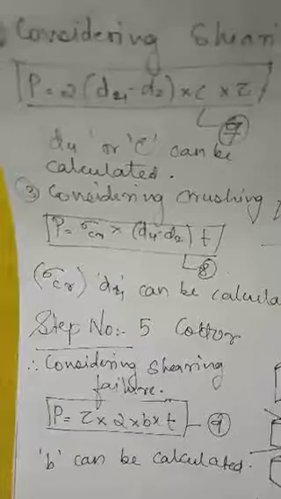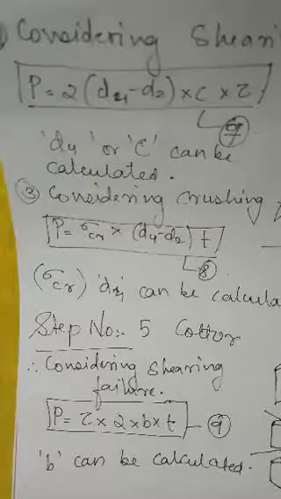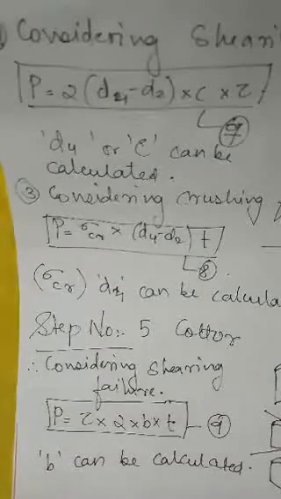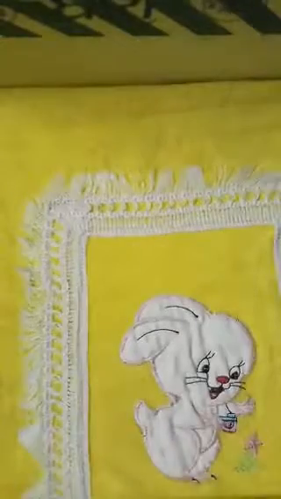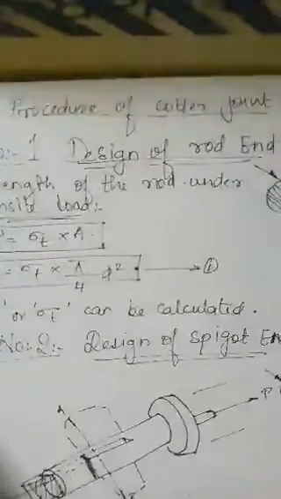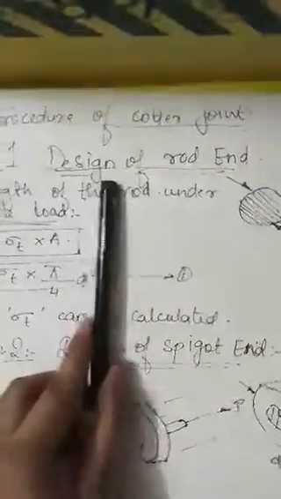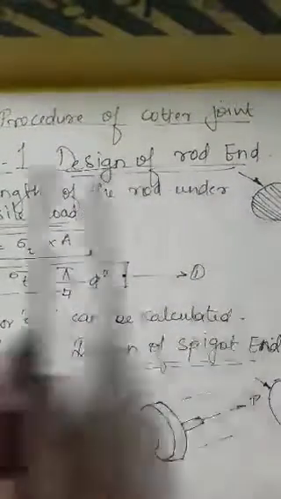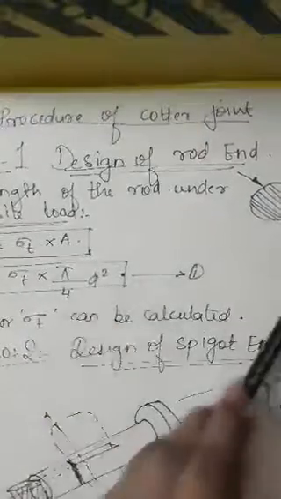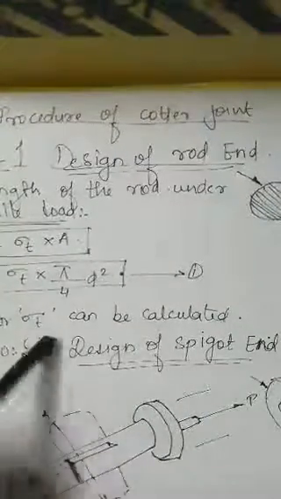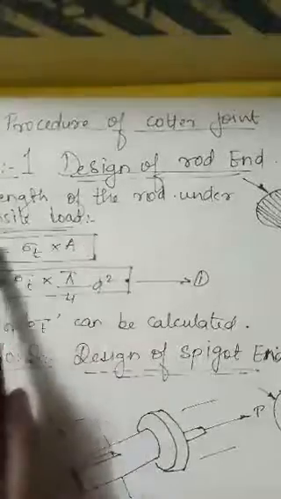So friends, that's all for today. We have completed our design procedure for cotter joint. Now let us take a brief recap. For step number 1, we have designed a rod end, finding its diameter or tensile stresses. We have considered tensile loading, failure under tensile loading.